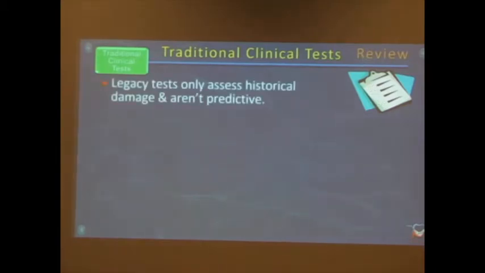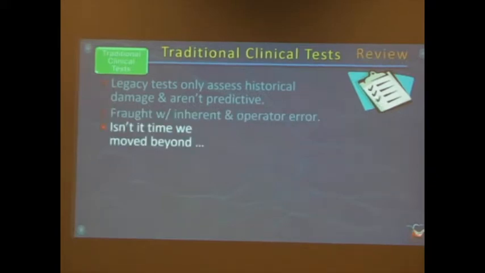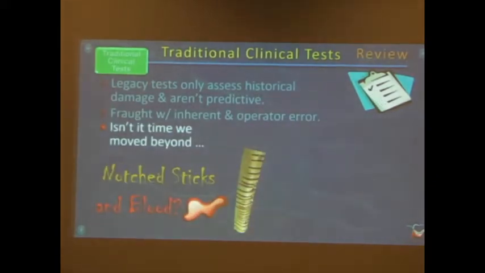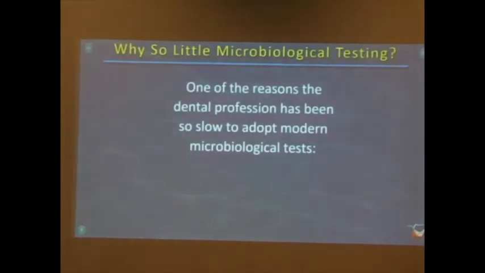So reviewing traditional tests, these are legacy tests that were developed long before we knew what we were dealing with. They were not designed to detect infections and, in fact, don't, and they give us erroneous data. Isn't it time we moved beyond notched metal sticks and blood as diagnostic tools? I mean, you might as well be a shaman. These are the 21st century microbiological tests, and that's what we're going to discuss next. Why has the profession been so reluctant to adopt microbiological tests?